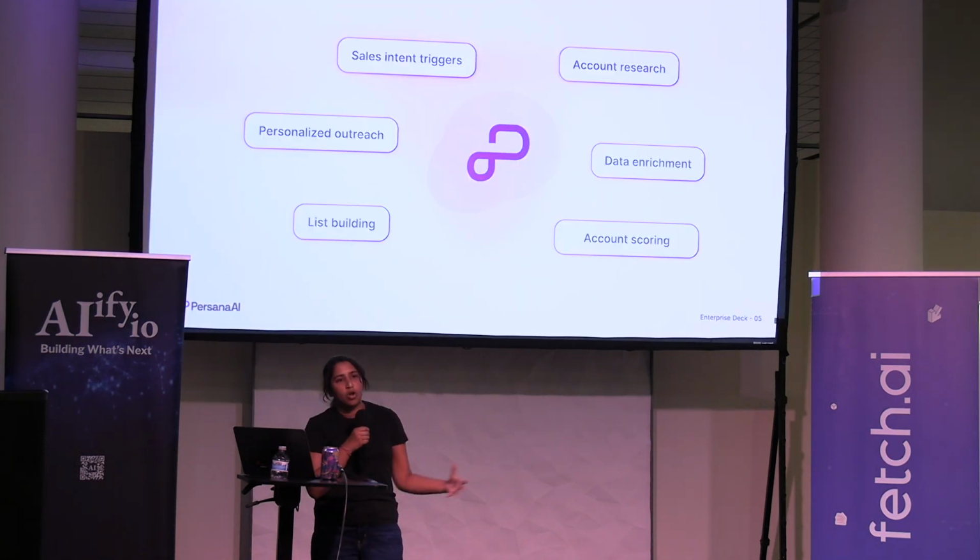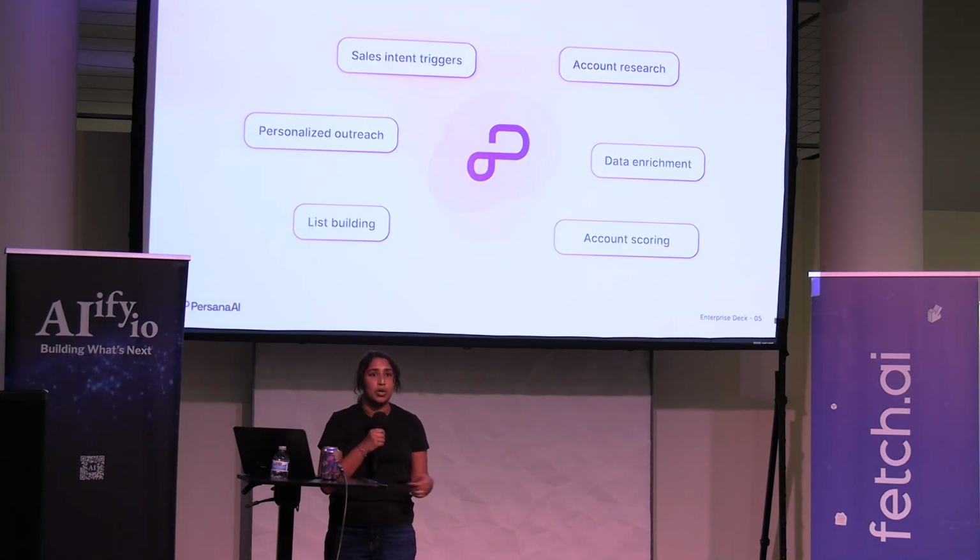So what can you do with all of this data? In Persona, you can leverage our sales intent triggers. You can do personalized outreach at scale, account research, data enrichment, list building, account scoring. It's really up to you. And what's great is that we put the sales and GTM teams in the driver's seat, so they can build workflows that are not generic, but are actually taking what is working in their business and helping them scale that.